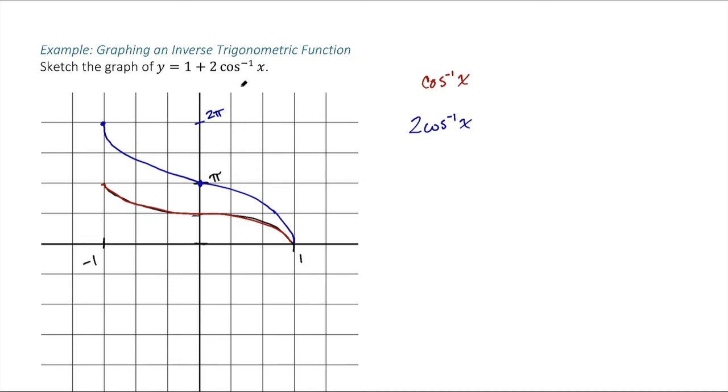And then finally we've got this 1 plus that. So 1 plus 2 cosine inverse. Well, taking a function and adding 1, that's a vertical shift. It moves it up 1 unit. Each of these boxes is pi over 2. So if I move up 1, well, 1 is not quite pi over 2. Pi over 2 is like 1.5, so it's going to be about 2/3 of the way up.